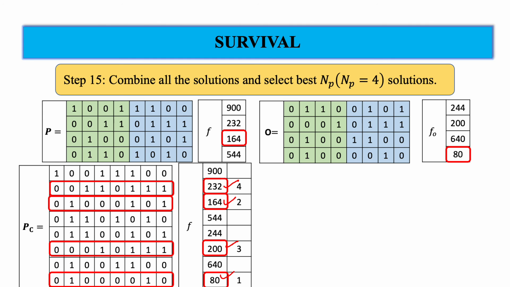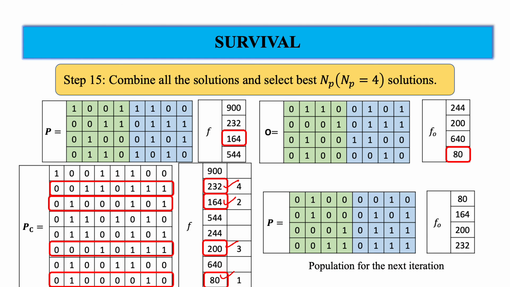Corresponding to that we will select 4 solutions for our next population. These are the new population values for our next iteration. Remember, when we have to find the best solution here, we need to pick the corresponding solution vector also. So these 4 are to be taken, and these 4 are the discarded values. So this is our new population.